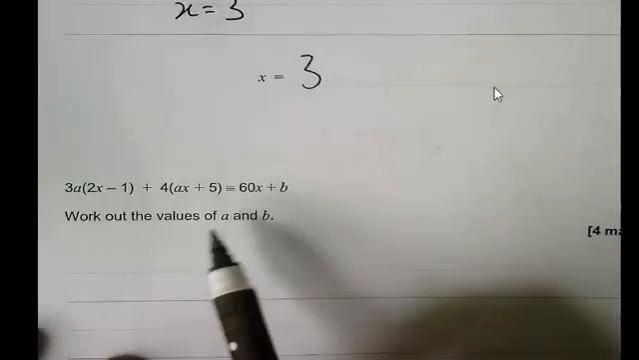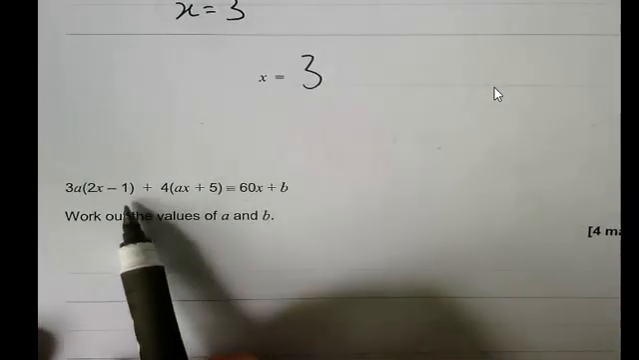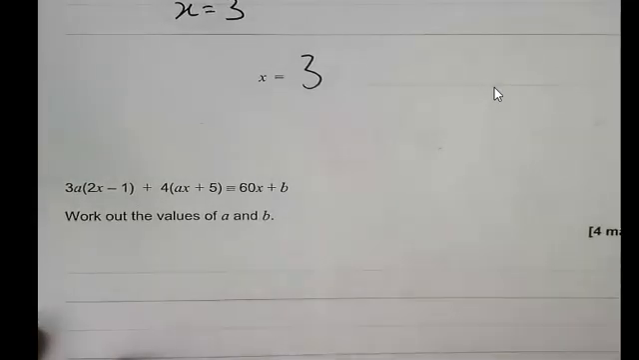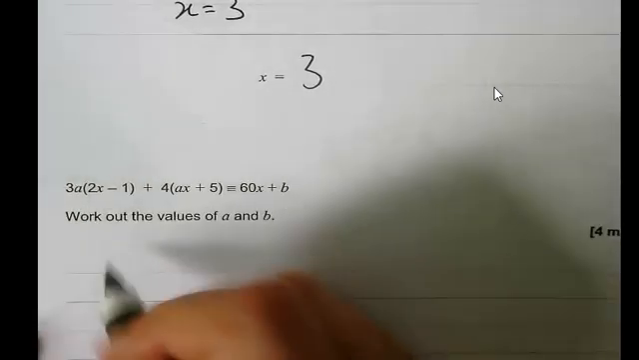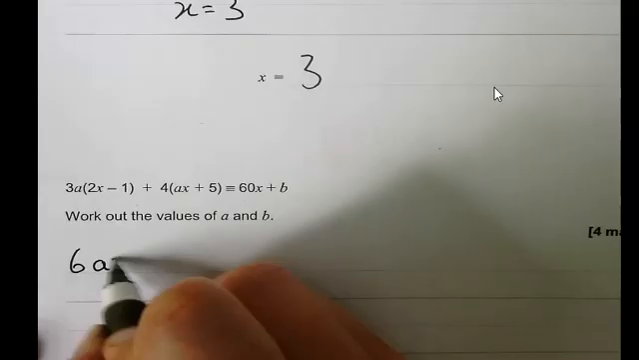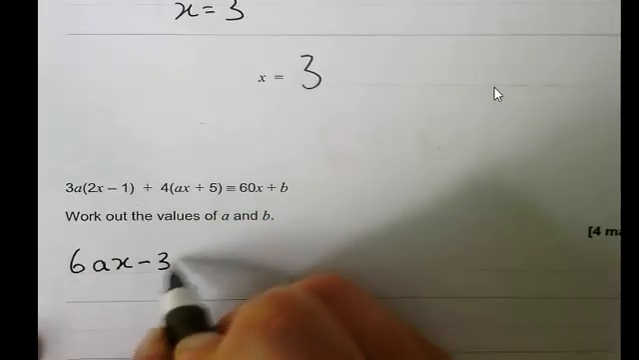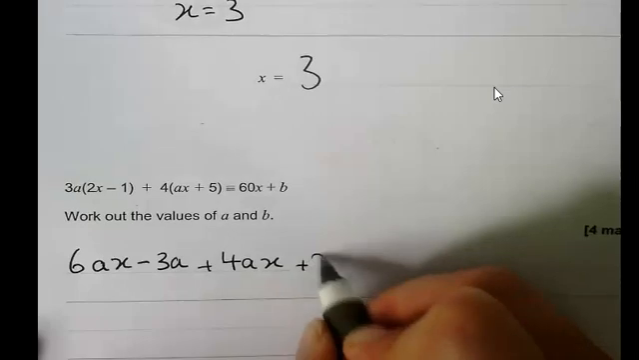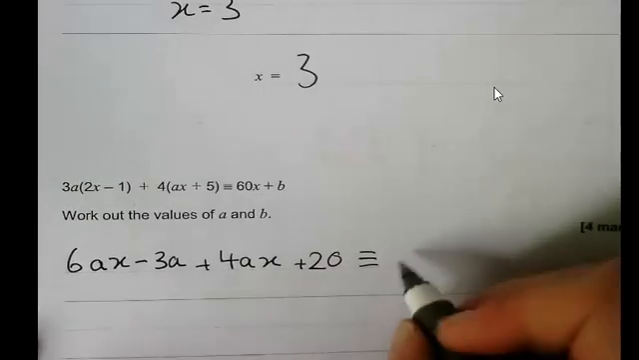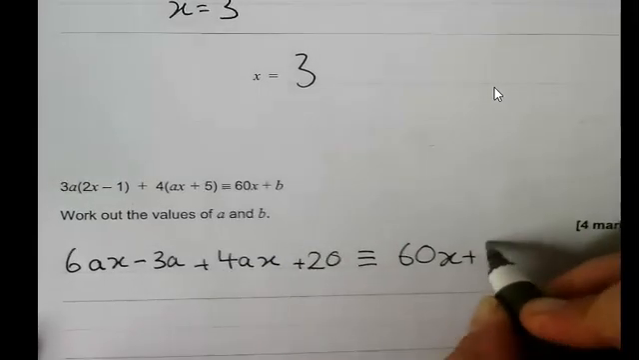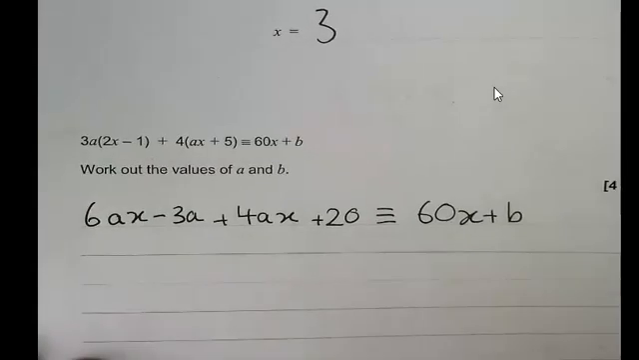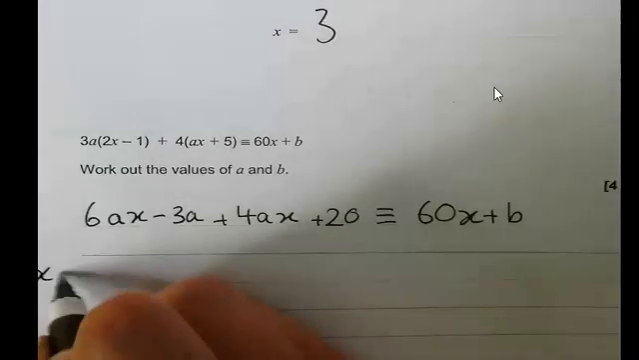Question 3, work out the value of a and b such that the left-hand side is identical to the right-hand side. Okay, I'm going to start by expanding the bracket. So I'll have 6ax subtract 3a plus 4ax plus 20 is identical to 60x plus b. What I'm going to do now is compare the coefficients. So I'm going to start with comparing the coefficients of x.